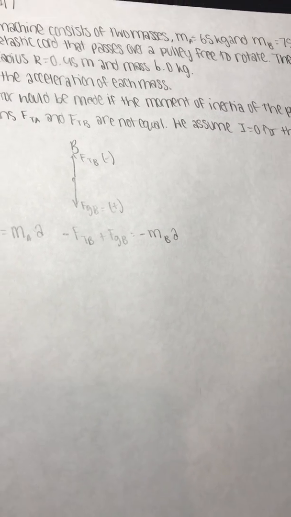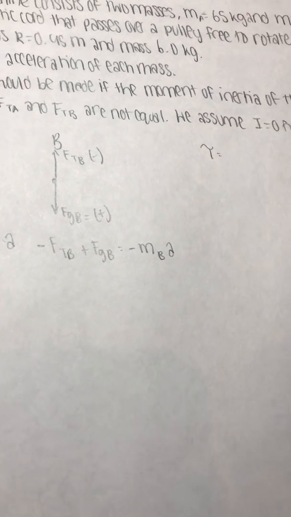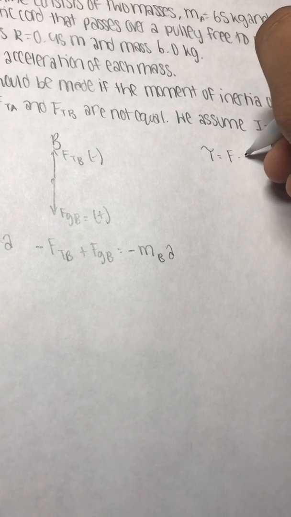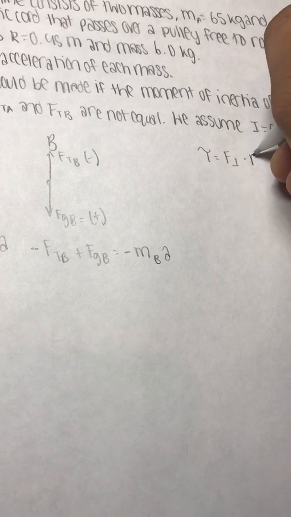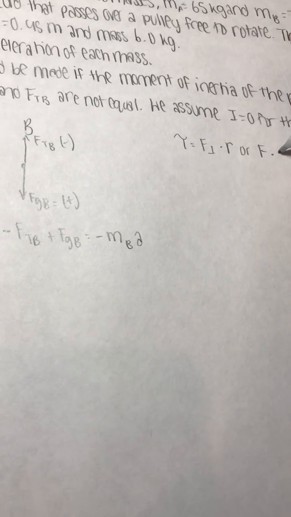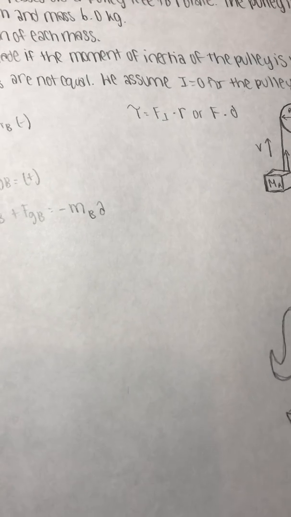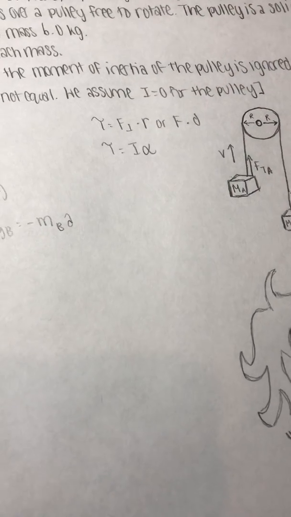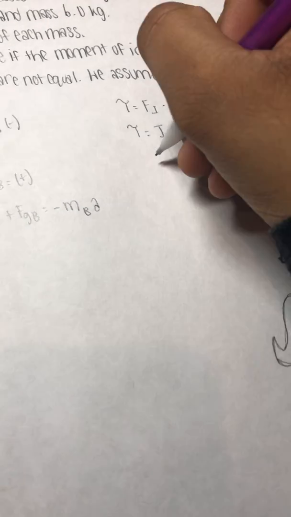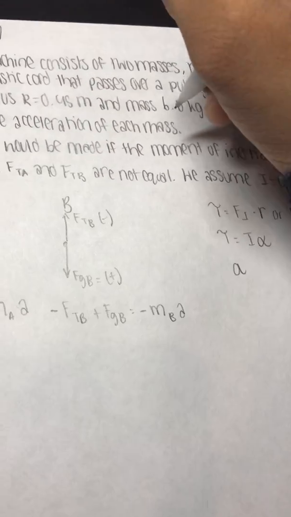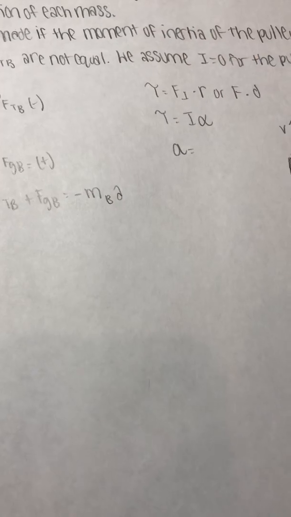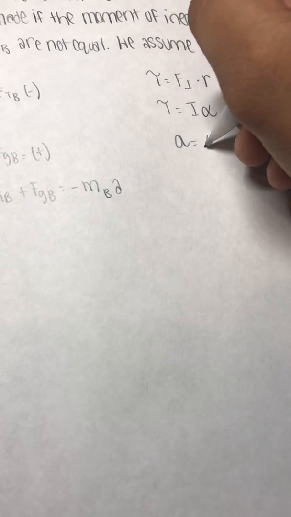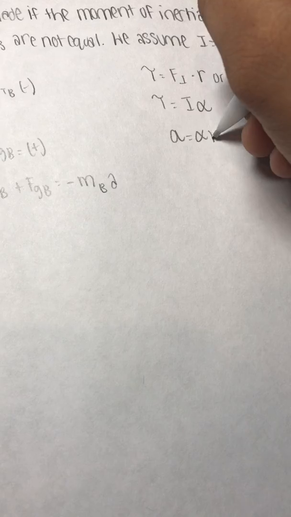So once you have those two equations, then you're going to have to think of what equations do we have to know for this. Well, we know that torque is pretty much force times the perpendicular force times the radius. Or we could just say force times the displacement. And we know that torque is also equal to moment of inertia times angular acceleration. We also know that linear acceleration, which is what we're looking for for each mass, so we're going to need this, is equal to angular acceleration times your radius.